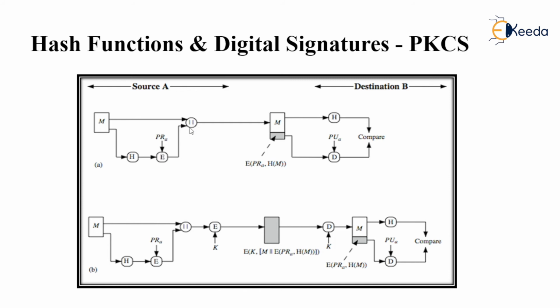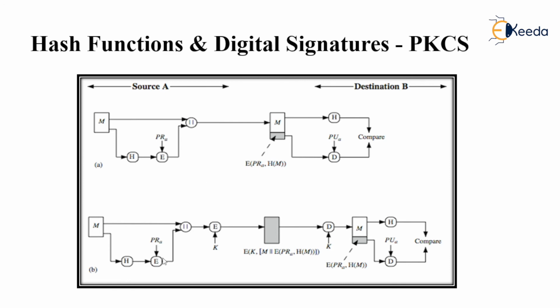Then it is appended with the plain text block M. We can see the output here, which is the encryption of the hashed plain text message, and the encryption has taken place with the private key of the sender. Then at the receiver's end, that means at the destination end, decryption and comparison will take place, and decryption will take place with the public key of the sender, that is PUA, which is known to the destination, and then it is compared.